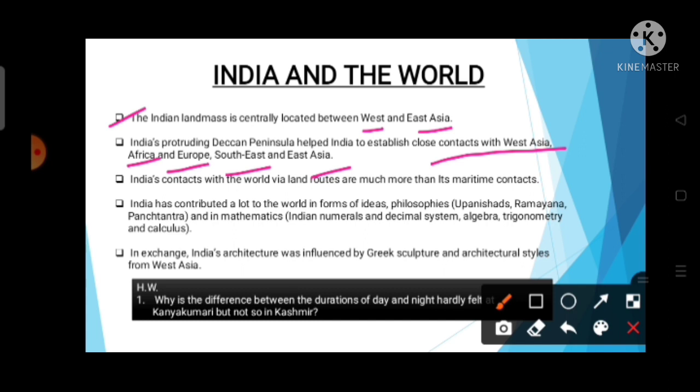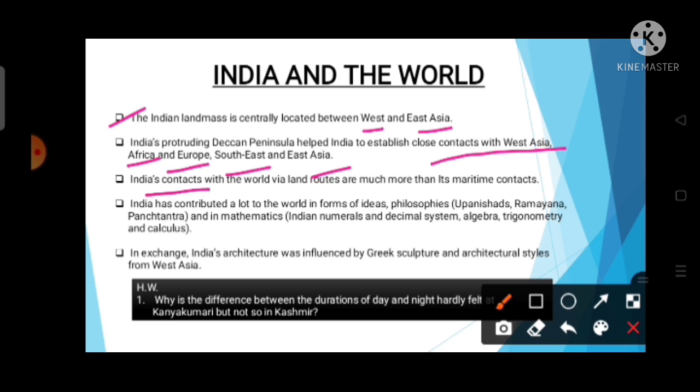Actually, Deccan Peninsula protrudes into the Indian Ocean, right? Thus helping India to establish its close contact with West Asia. Due to Deccan Peninsula and Indian Ocean, India's contacts with West Asia, Africa and Europe from the western coast and with Southeast and East Asia from the eastern coast are very good.